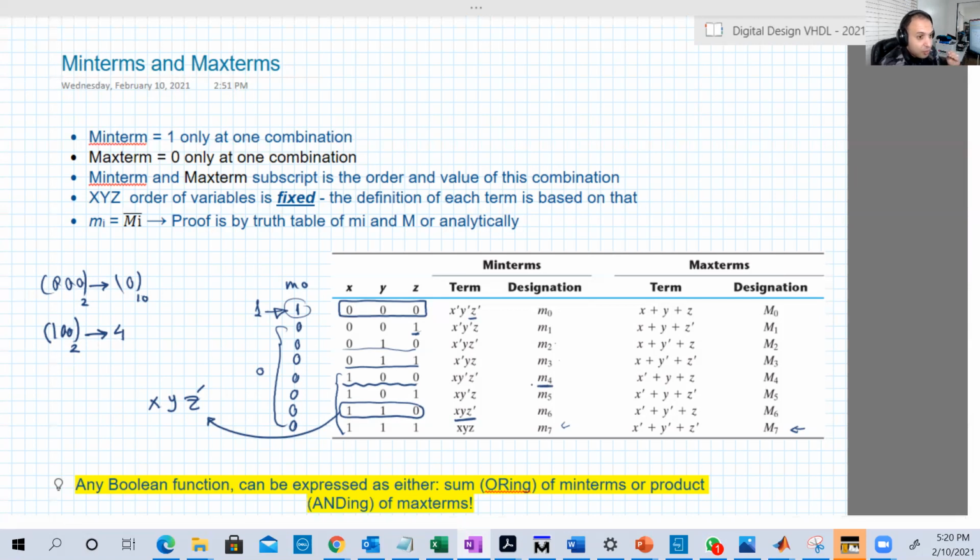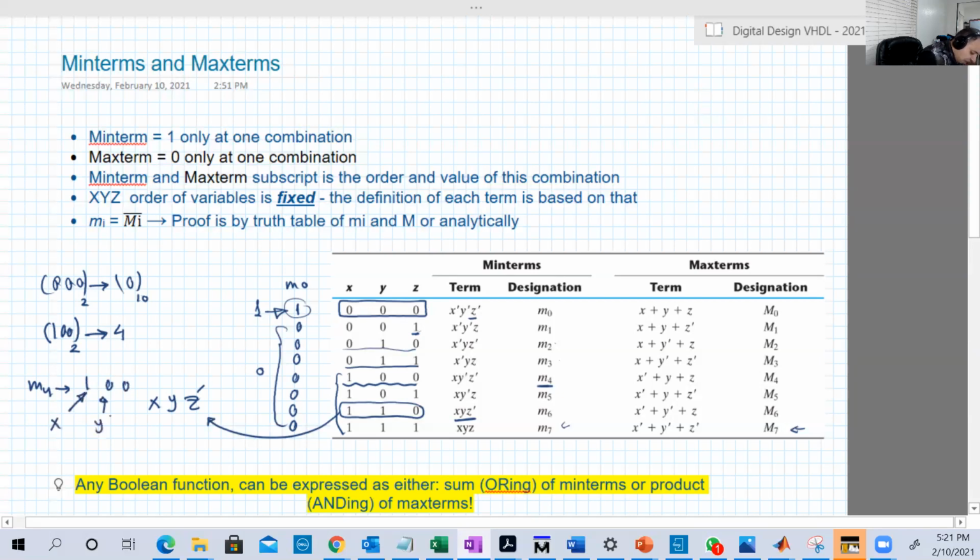One important observation here is that the order of the variables, the literals, is very important. It is actually fixed for the definition. So we always have x, y, z. When I said m4, I mean this corresponds to 1, 0, 0, where this one is x, this 0 is y, this 0 is z. You cannot flip the orders, because this will give us a different subscript and also a different combination.